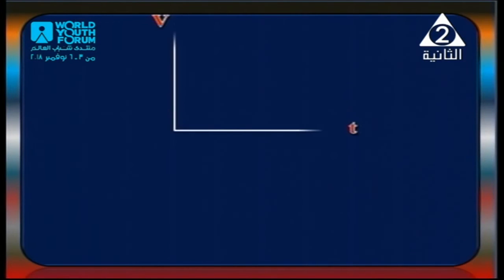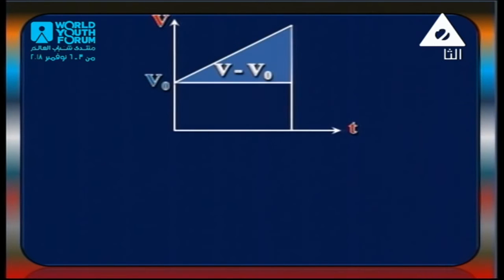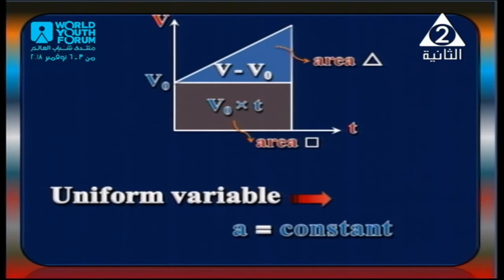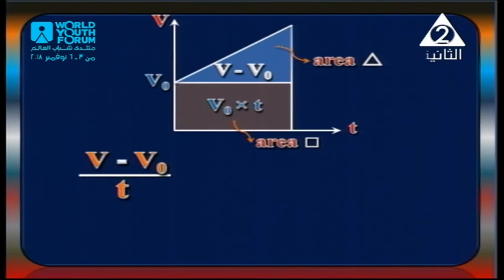My dear student, look at the graph representing the relation between velocity and time. V naught, what is the meaning of V naught? V naught is the initial velocity, V is the final velocity, T is time. Uniform variable, A equals constant, A is acceleration. V minus V naught over T is acceleration.